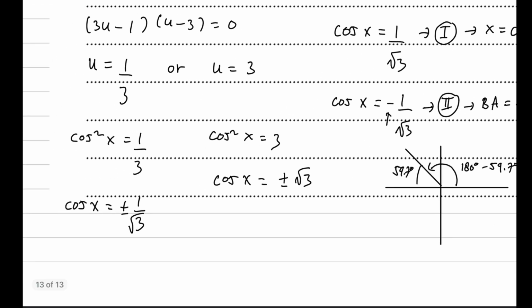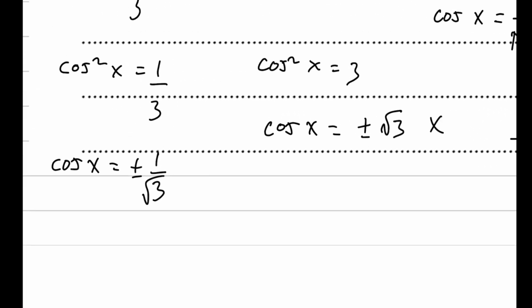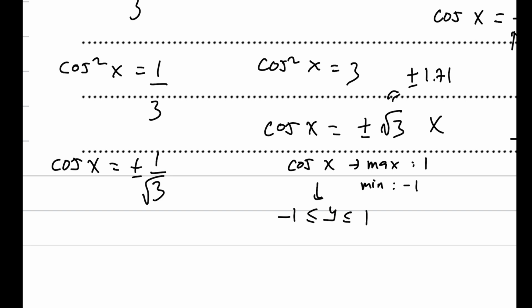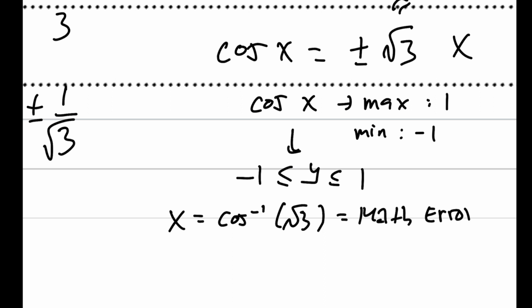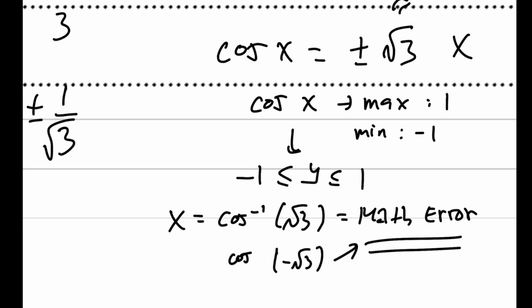How about the second one? This one is impossible because we know that the cos x maximum is 1 and the minimum is negative 1, so the range always lies between minus 1 and 1. But square root of 3 is approximately plus or minus 1.71, so it's beyond our range. If you use a calculator, x equals cos inverse square root of 3 will give you a math error because it's out of range. That is also the same for minus square root of 3, which also gives you a math error.